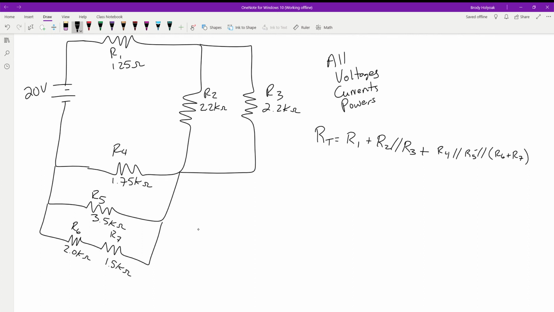So this group right here, we'll call R equivalent or R parallel 1, however you want to put it. And we'll label this guy as R equivalent 2, just so we have a label that we can assign and kind of condense this stuff down. So the first thing we want to solve for is what is our R equivalent 1?